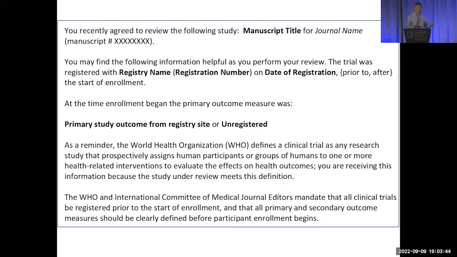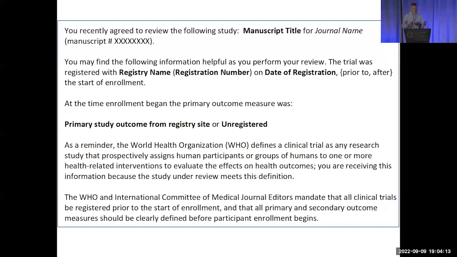Here you can see a template of the data form that was sent out to reviewers. We tried to keep this as brief as possible while including a little bit of guidance and a little bit of background information, and then also providing information on the timing of registration relative to the timing of enrollment in the trial, as well as the primary outcomes as listed in the trial registry at the time enrollment in the study began.